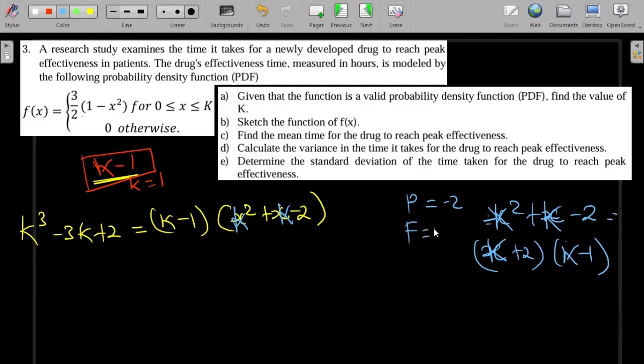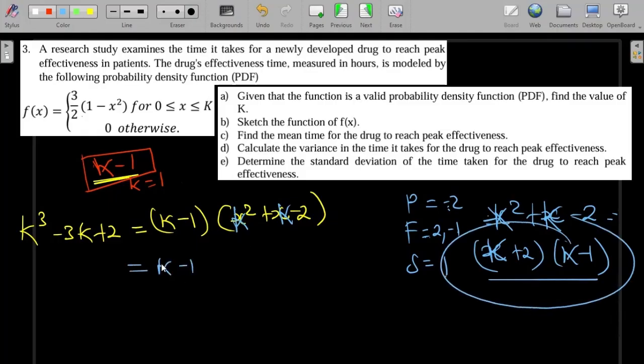the factors will be 2 and minus 1. The sum will be 1. So when you add this, you get 1. When you multiply, you get minus 2. So you end up with this. So try it out. You should end up with this. So it will be k minus 1. And then here, when you factorize it, it will be k minus 1 as well. And then k plus 2.